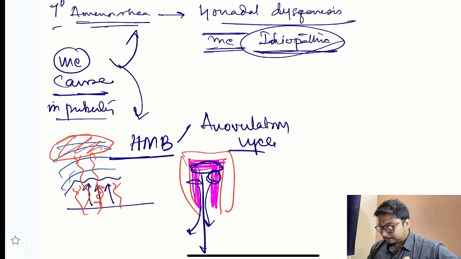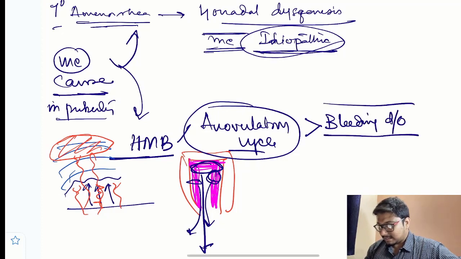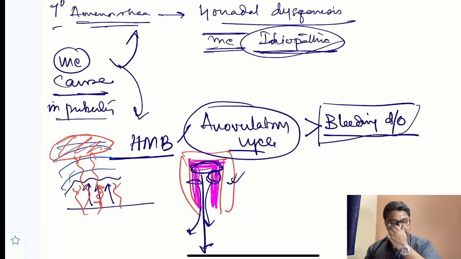And hence this is the typical bleeding pattern of PCO as well. So basically, if you see an anovulatory cycle, this will be the typical bleeding pattern. And the second most common cause is bleeding disorders and blood cancers, the blood dyscrasias. So you need to really work her up if this kind of girl comes. Even if there is this typical history, we need to really work her up with a coagulation profile and a very detailed peripheral blood smear.